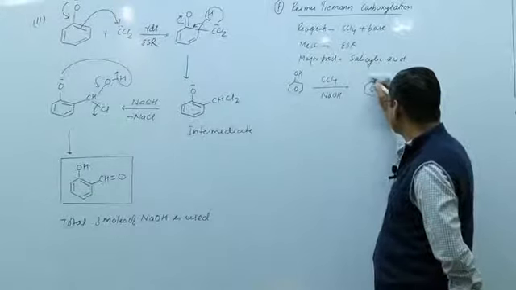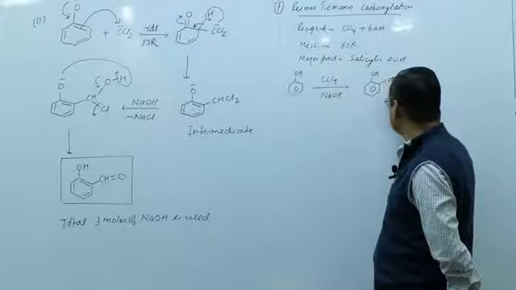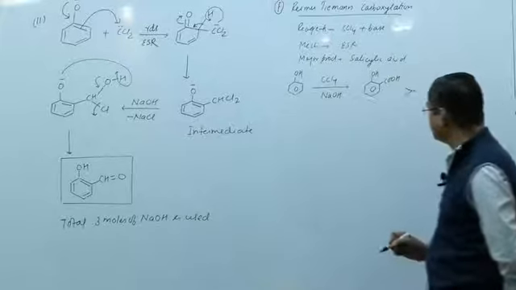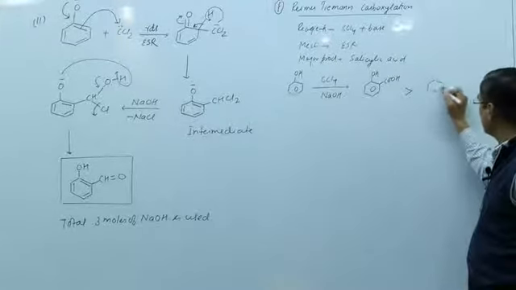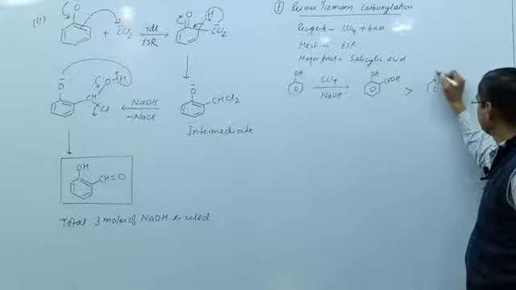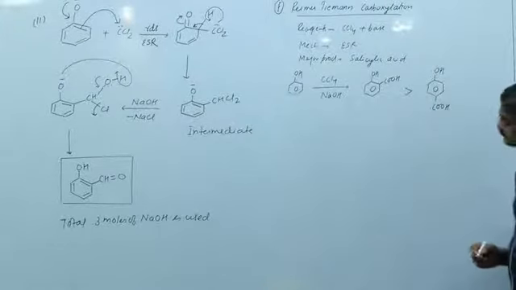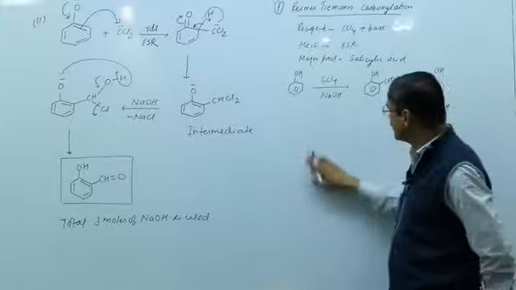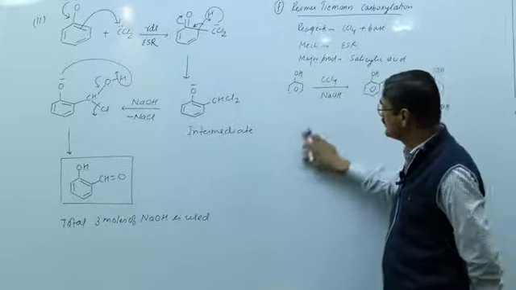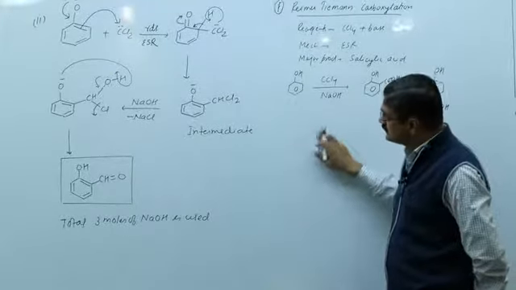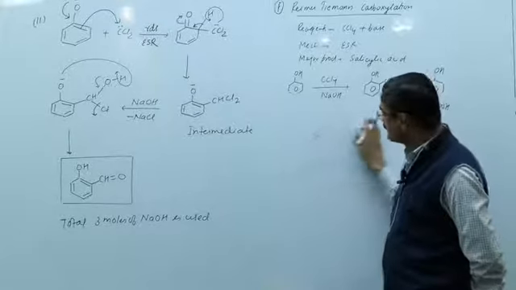So final product is salicylic acid as major, and the para-hydroxybenzoic acid is minor. Mechanism is very much similar to the previous one, so I will not write this.